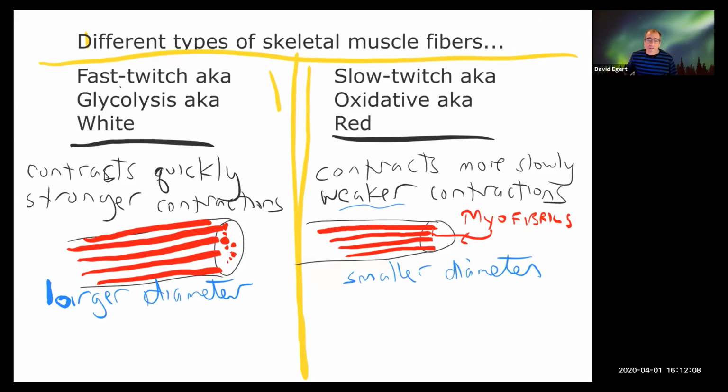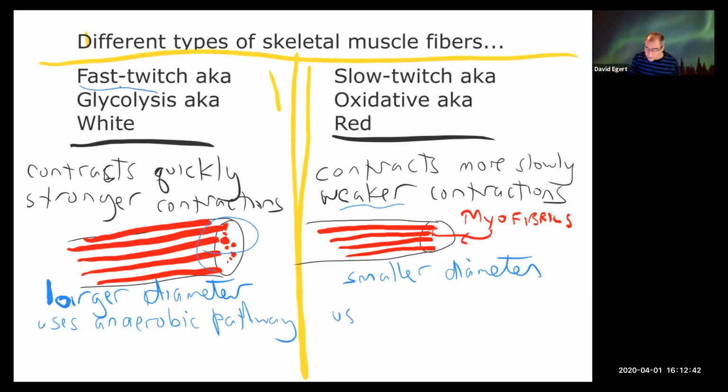The other big difference between them is how they make their ATP. In fast twitch, because you have lots more myofibrils going on, needing lots more ATP all at once, these are going to be using the anaerobic pathways to make their ATP. Whereas this uses cellular respiration.